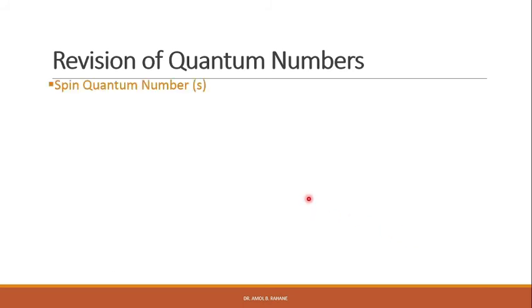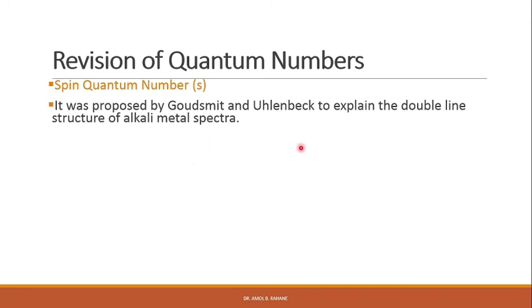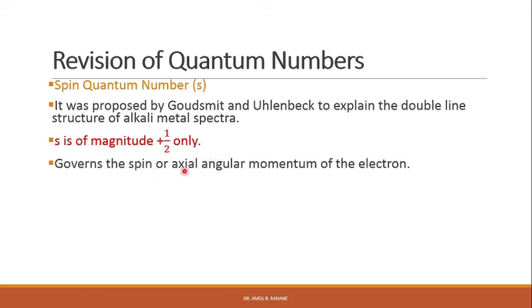Next quantum number is the spin quantum number. It was proposed by Goudsmit and Uhlenbeck to explain the double line structure of alkali metal spectra. The spectrum coming from alkali metal atoms shows a double line or doublet kind of structure, and in order to explain the doublet structure, this quantum number was introduced by Goudsmit and Uhlenbeck. So s is of magnitude plus half only. It governs the spin or intrinsic angular momentum of the electron.